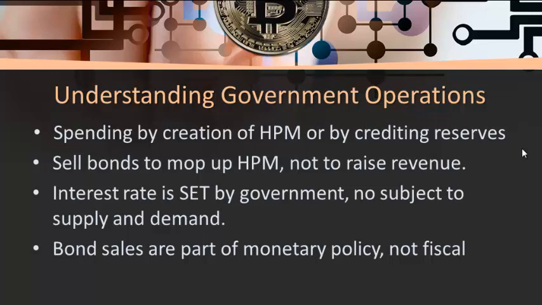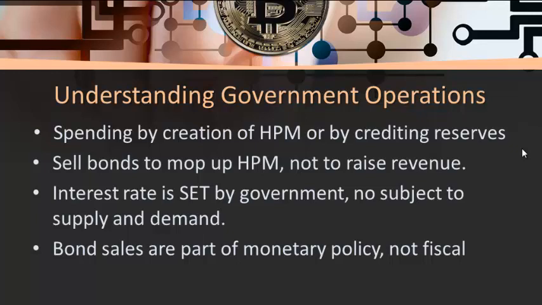So government spending is basically the creation of money. The government sells bonds, and it's thought that the government is selling bonds to raise revenue to pay, but that's not really what is happening. So these are just explaining what the government does. Basically, when the government spends, it creates high-powered money, and we sell bonds to mop up high-powered money, not to raise revenue. The interest rate is set by the government.